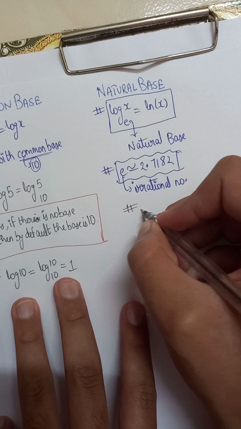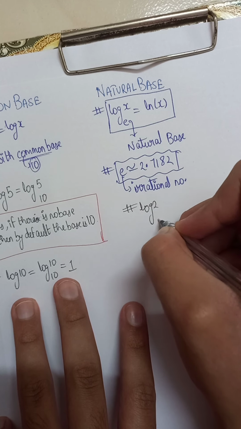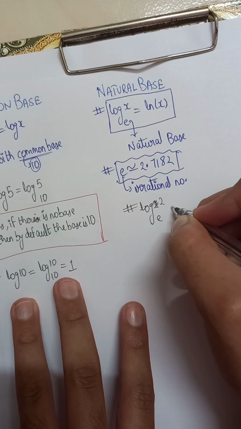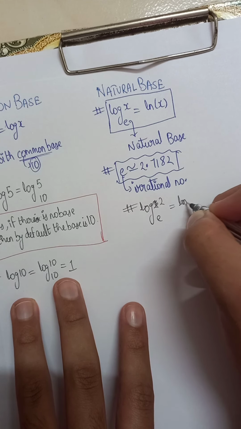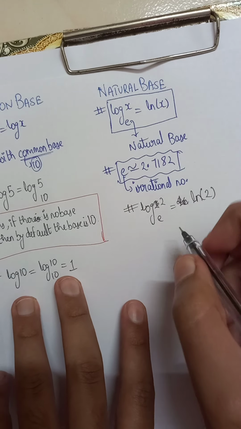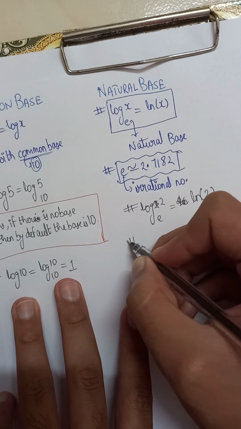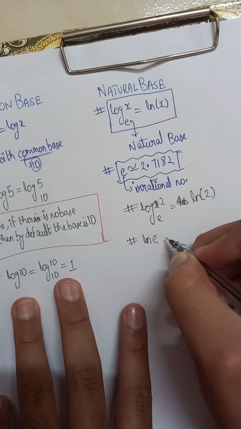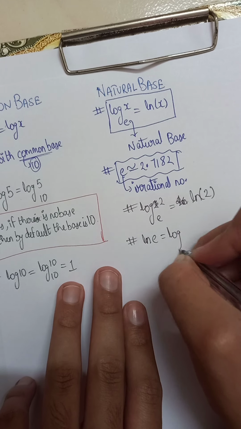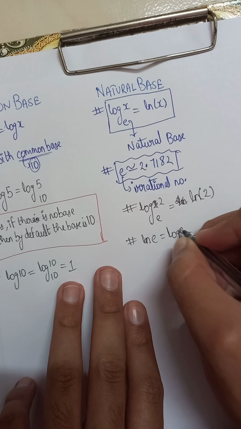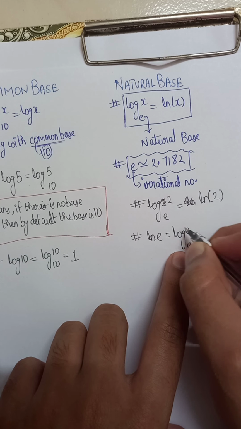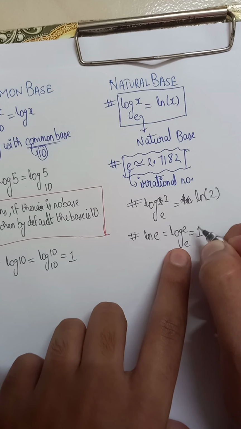Okay, so now some examples under natural base. If the log is log 2 to the base e, then we can also write it as ln 2. Next, if the question is written like this, ln e, what does this mean? It means log e to the base e. So e to the power 1 gives e. So the answer to this question is 1.